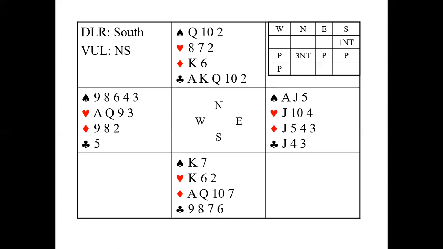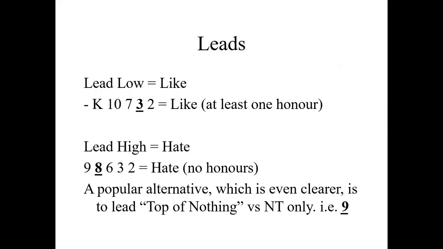So anyway, there's something to think about where your partner leads a high card rather than their 4th highest, and you can decide to play this in a slightly different way. You certainly would play it differently if they led a low spade, their 4th highest, compared to a high spade. One way to remember it is: lead low means like, and like means you have at least 1 honor in the suit.